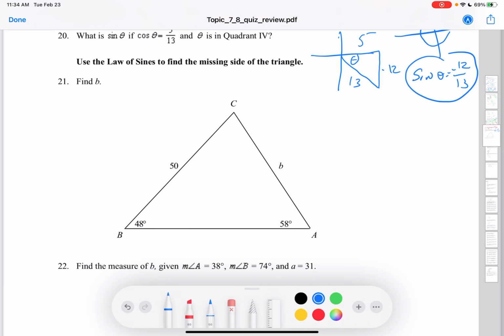Bell's about to ring, so I'm going to have to take a break here. I'll come back and finish this up.